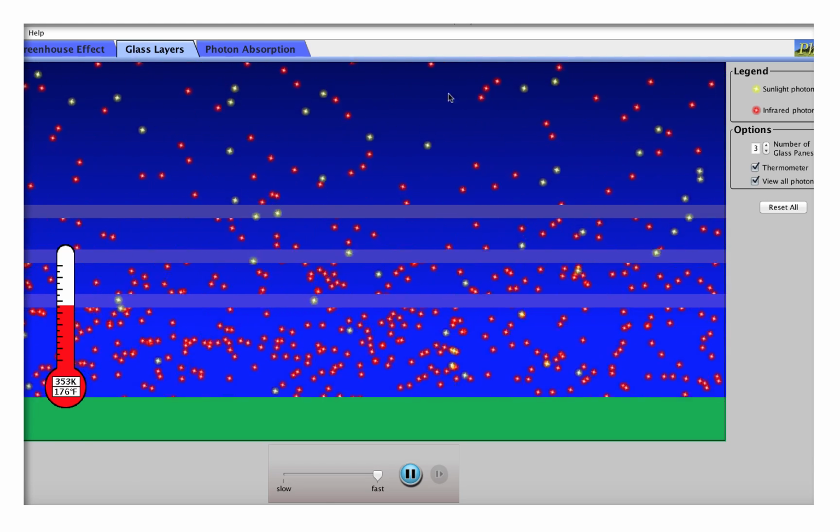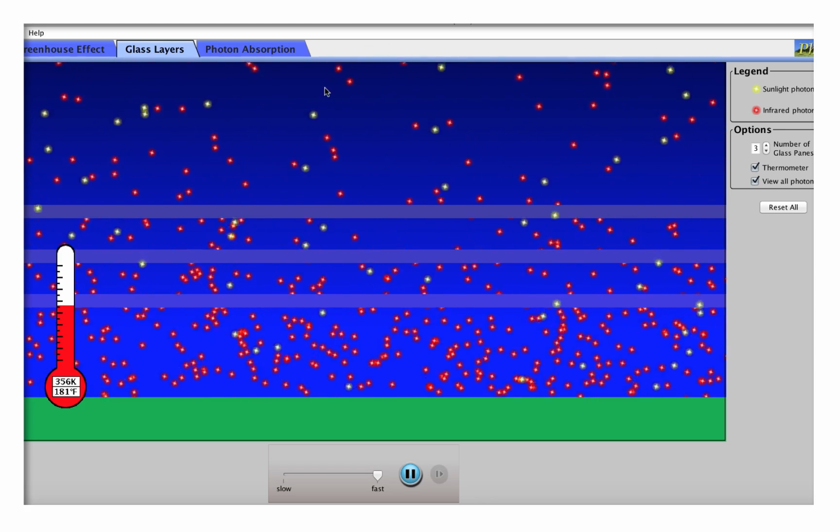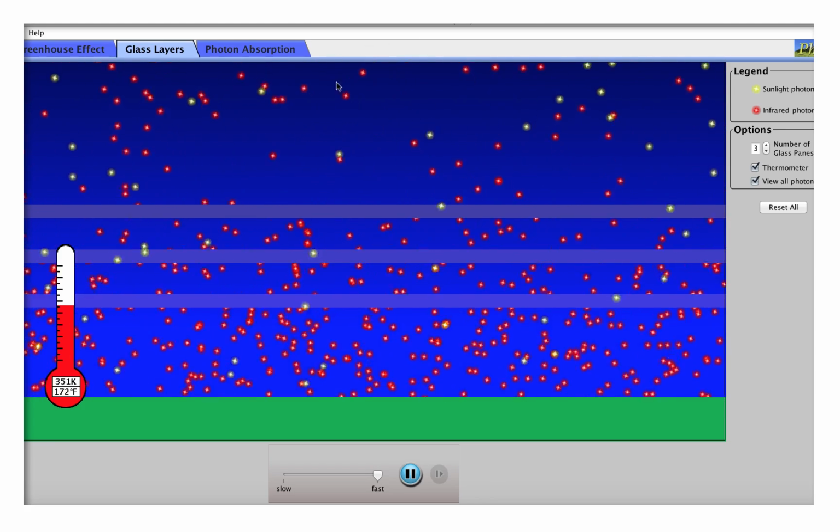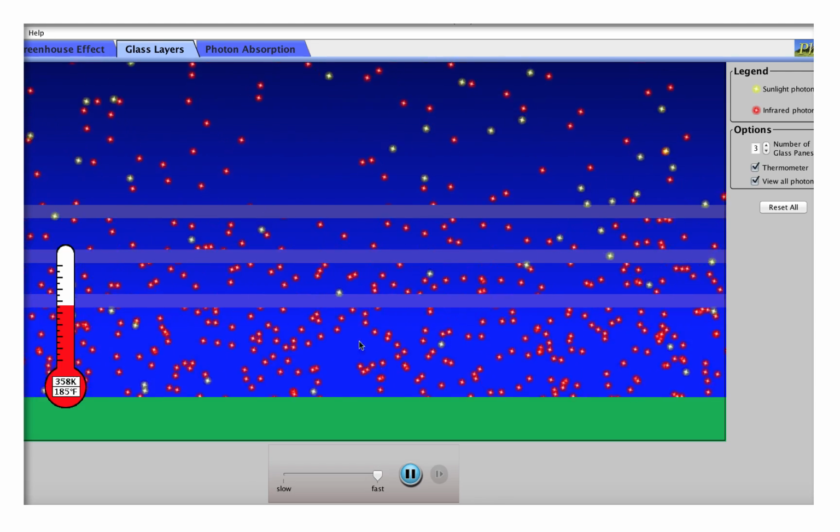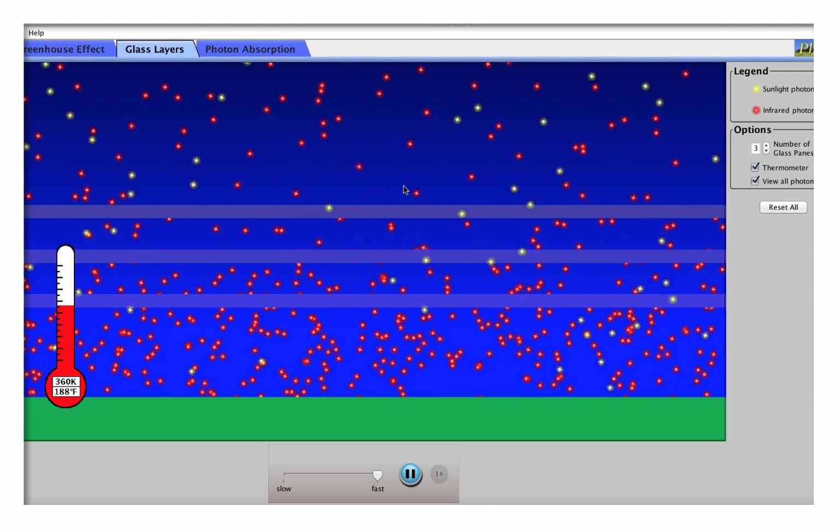At the top of the atmosphere, you might still have a general energy balance as far as IR escaping and visible coming in, but at the surface, the IR is spending more time down there, so absorbing it.